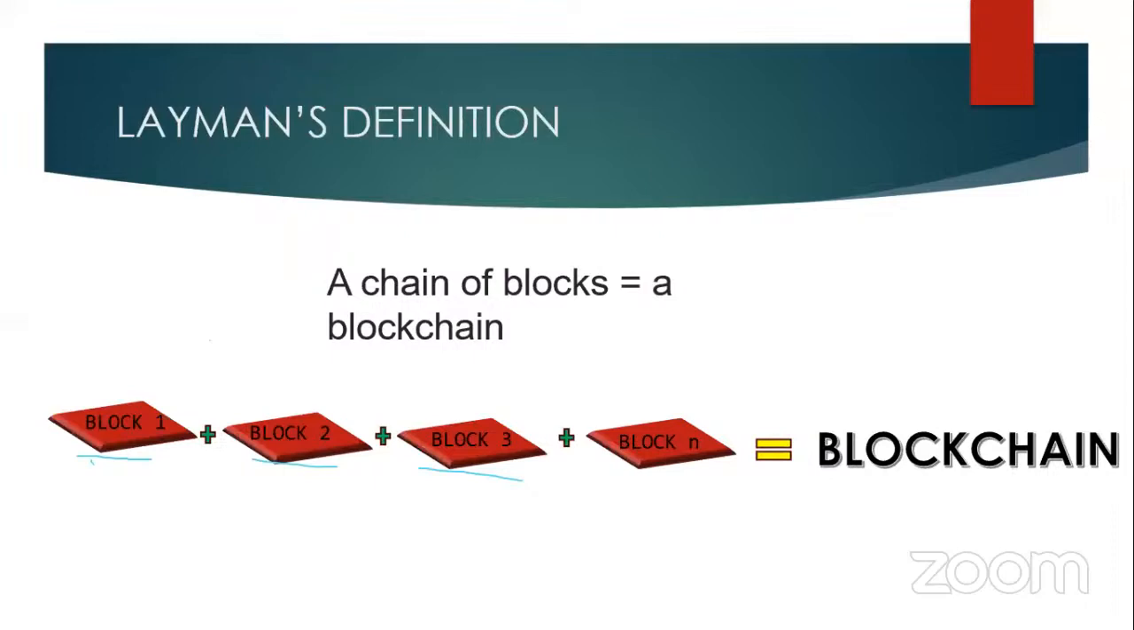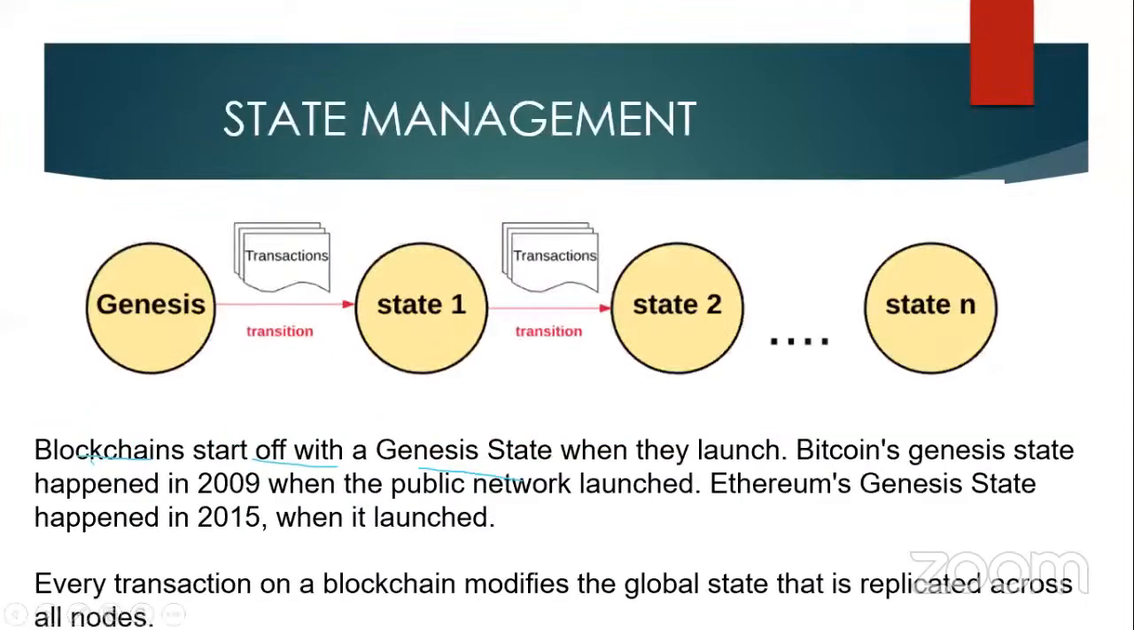Now, we'll talk about the state management of the blockchain. A chain has a beginning, and it also has what? An ending. I hope I'm clear enough.